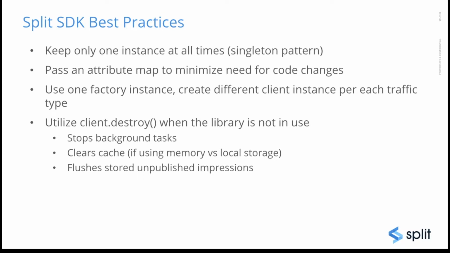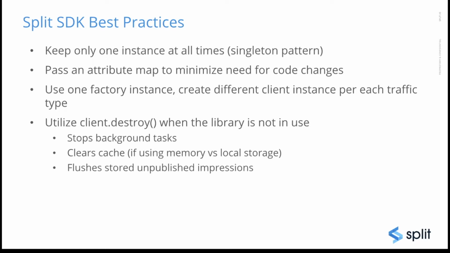Now, we also advise to use attribute map object. Now, the attributes are useful when you have conditions specified or attributes specified in the Split rules. So this way you have to reflect all these rules based on whatever user attributes, the current logged in user attributes. So we recommend that we store all these attributes in a map object, and we're going to see an example of this shortly.